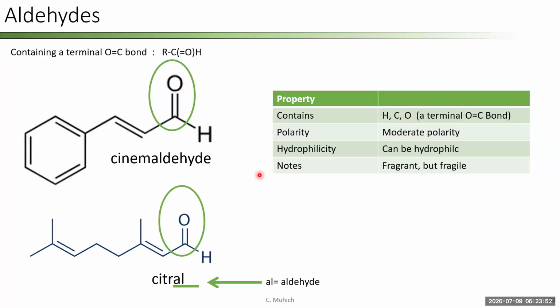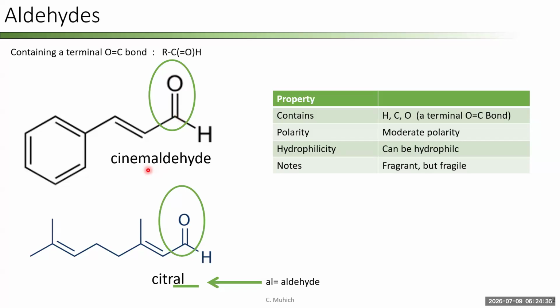Aldehydes are going to be similar to ketones in that they have an O double bonded to a carbon, but it must be the terminal carbon. This is going to change how reactive these are because, being at the end, these bonds are open to attack by other chemicals, which could undergo a chemical reaction. So the key thing in differentiating between a ketone and an aldehyde is that aldehydes have that oxygen-carbon double bond at the end of the molecule.